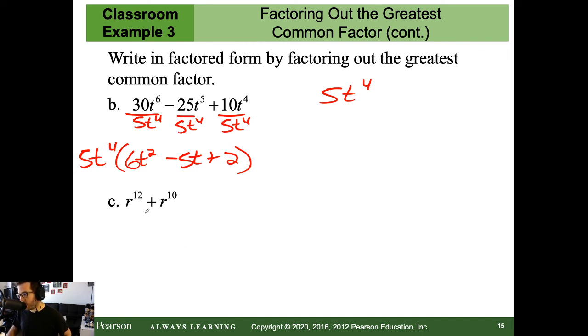Here, the least one is going to be r to the 10th. Right? Divide that by r to the 10th. Divide that by r to the 10th. Now be careful. You always put what you took out in front. That's going to leave 2 of them. Now be careful. R to the 10th over r to the 10th is 1 still. So you still have to put that piece of it.